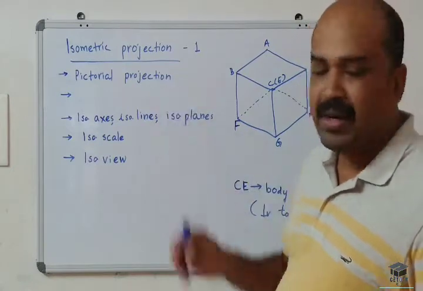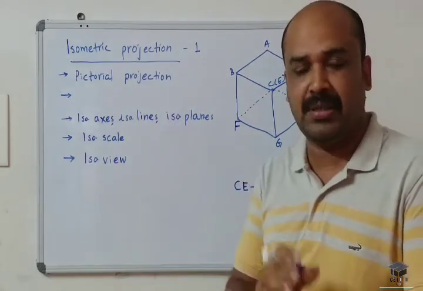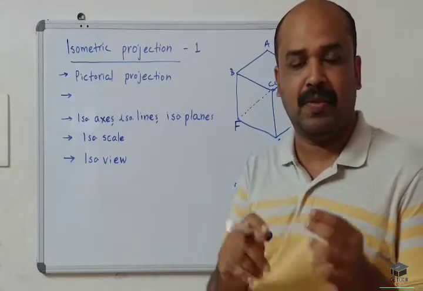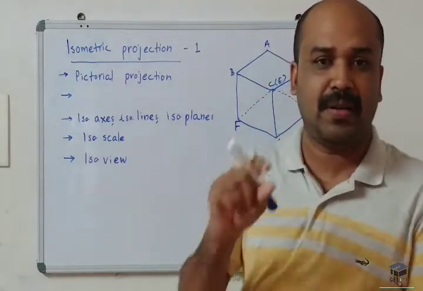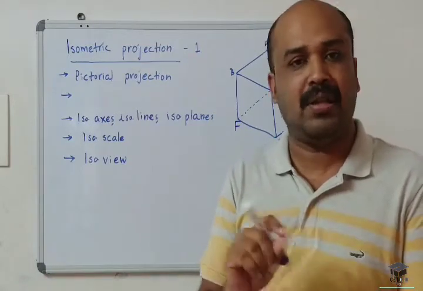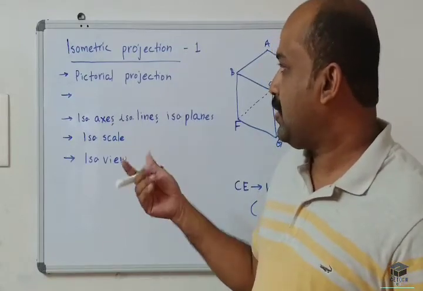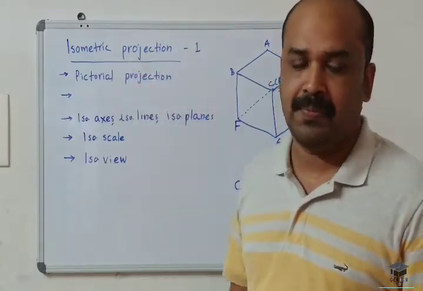One advantage of this method is we can easily measure all three dimensions. Instead of drawing two different figures, we can draw just one figure, and from this figure we can measure all the three important dimensions. So that's the advantage of this isometric projection.